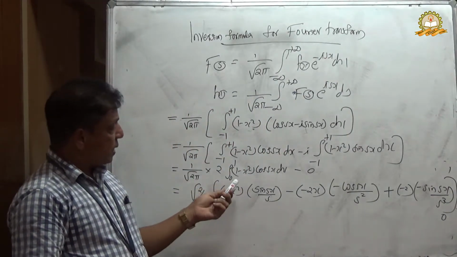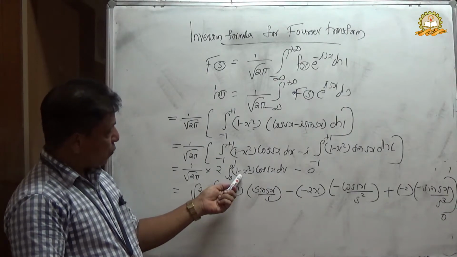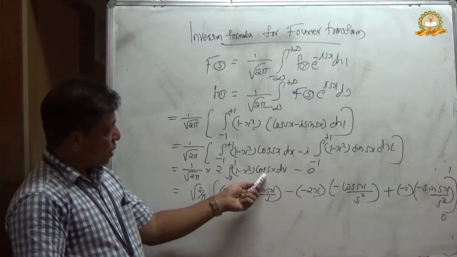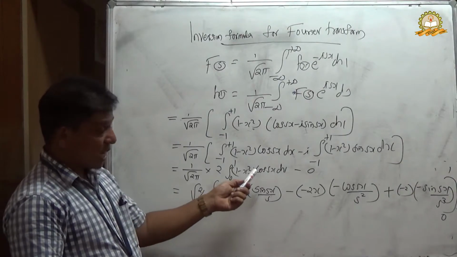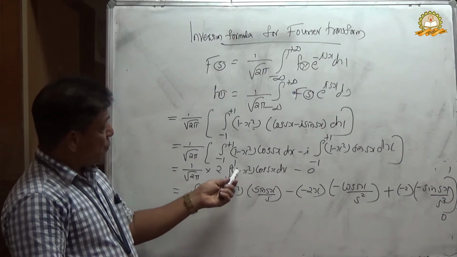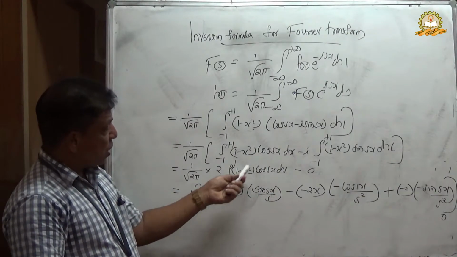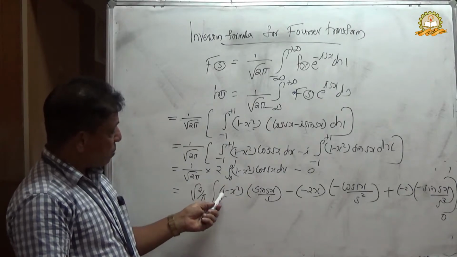Please listen here. Here we apply the general rule for integration. 1 minus x square is the first function. Cos sx is the second function. Last class we already discussed this concept; again I will repeat it. Under this case, 1 minus x square into cos sx dx, first function 1 minus x square, cos sx second function.